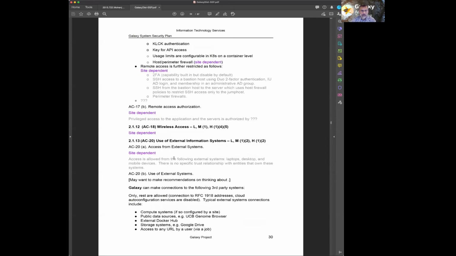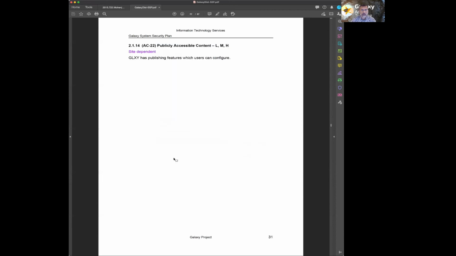If you have external systems, for example, Galaxy is connecting to external systems, and that's impacting the security of your installation, then that has to be addressed. Again, this talks about the systems that Galaxy itself connects to, and makes sure that those systems are secured.